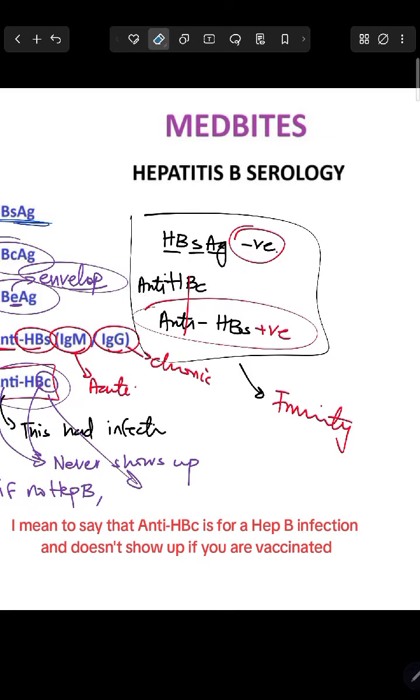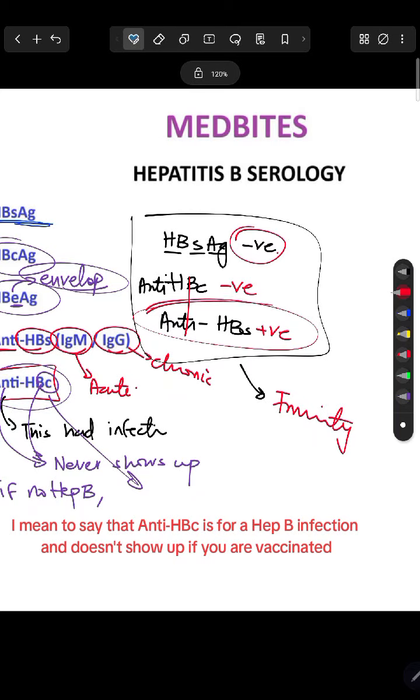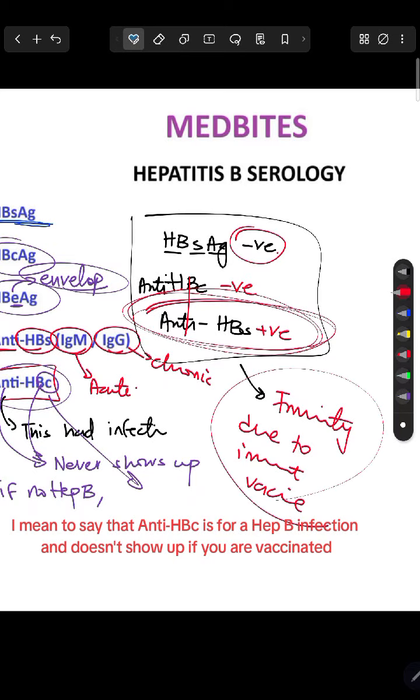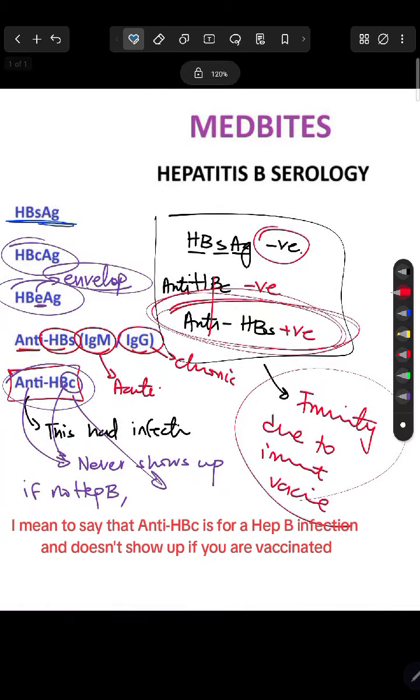If the core was negative and the surface antibody is positive, then that's immunity due to immunization, also known as vaccines. And that should be pretty much everything you gotta know.